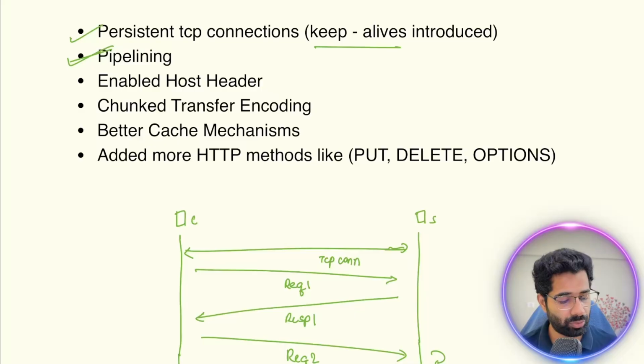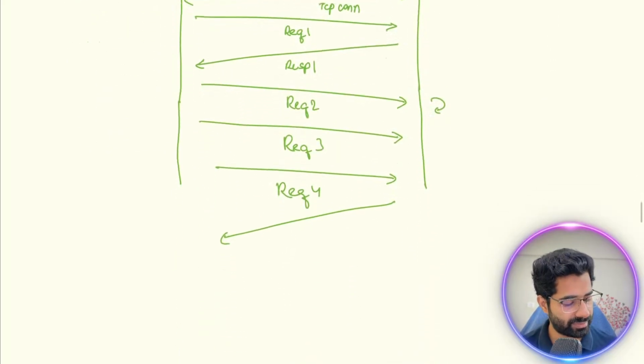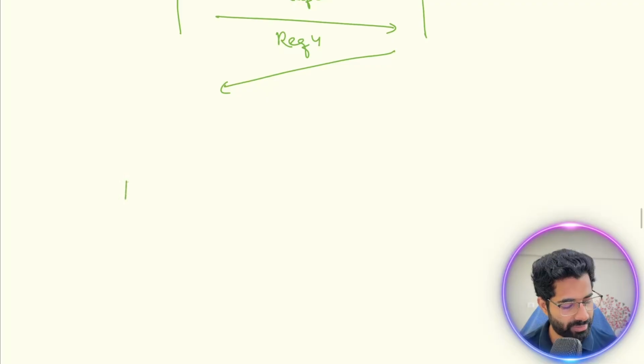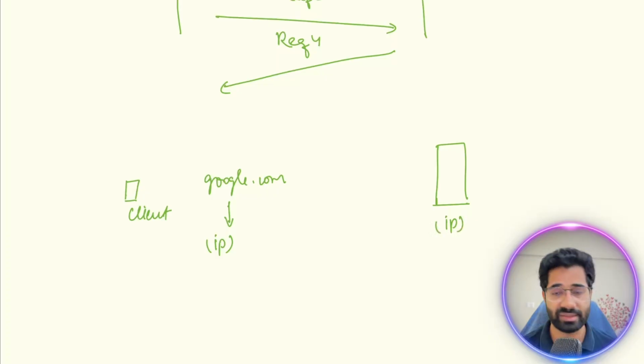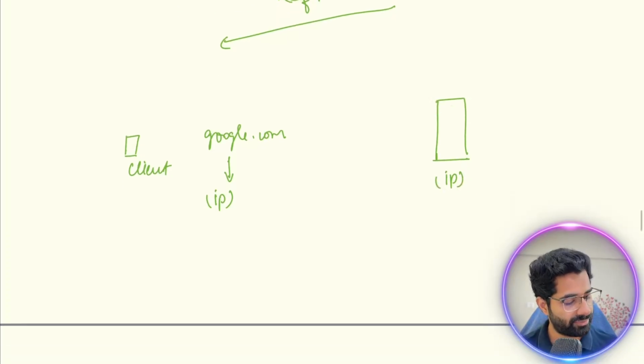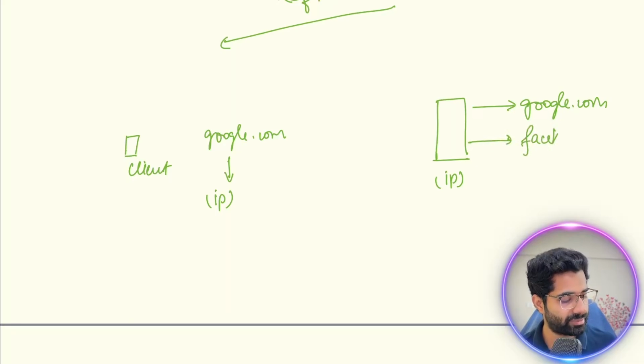Now it also enabled the host header. As we discussed in the last video, let's say you have a client and the client makes a call to a domain name, let's say google.com. A DNS resolution happens and it resolves to a public IP. This public IP is basically the IP of the server, let's assume the destination server. On this server we have google.com hosted, and we have multiple other websites hosted as well, like Facebook and Instagram, let's say.